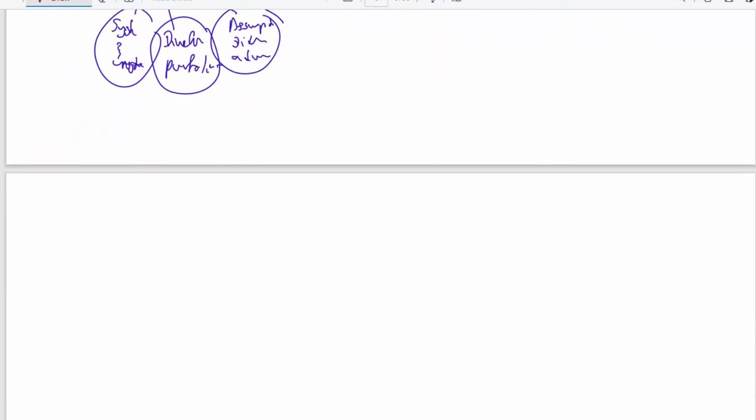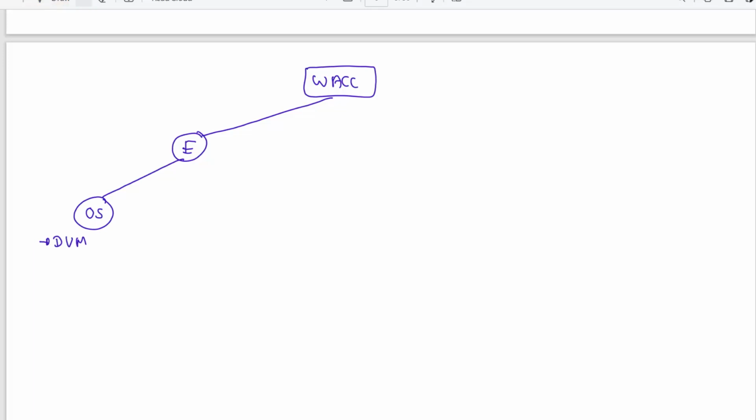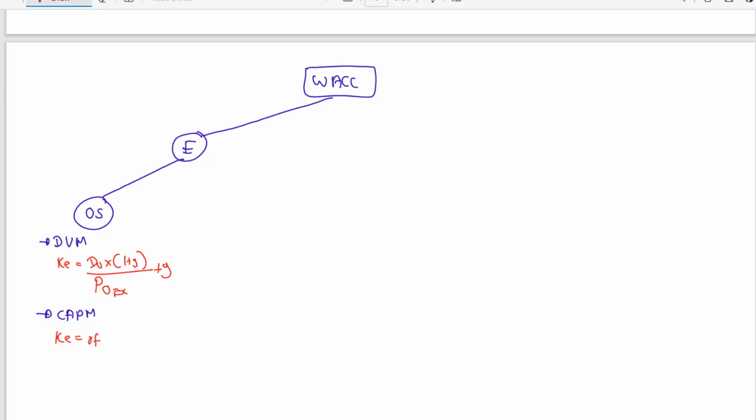Now let's get into a little bit more depth on the weighted average cost of capital calculation. Under weighted average cost of capital, we have equity. Under equity, the first one, ordinary shares. Under that, the dividend valuation model, how to calculate the cost of equity. Let me use a different color. Cost of equity equals D0 into (1 plus g) divided by P0, plus g. Then next, the capital asset pricing model. To calculate the cost of equity under CAPM: risk-free rate plus beta into (RM minus RF). For the RM minus RF, the common name that we give is the risk premium.